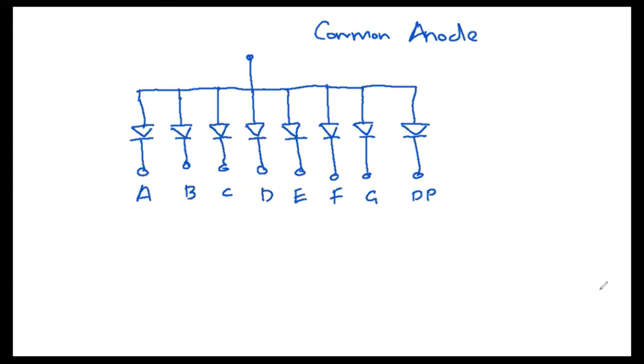On the other hand, if you have a common anode configuration, then the anode parts of all the LEDs are connected together and it is common, and the cathode parts of the LEDs are connected to the segment labels A, B, C, D, E, F, G and DP.